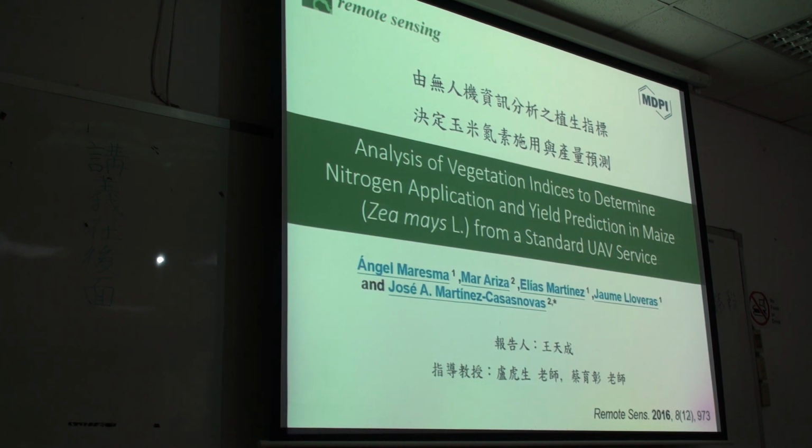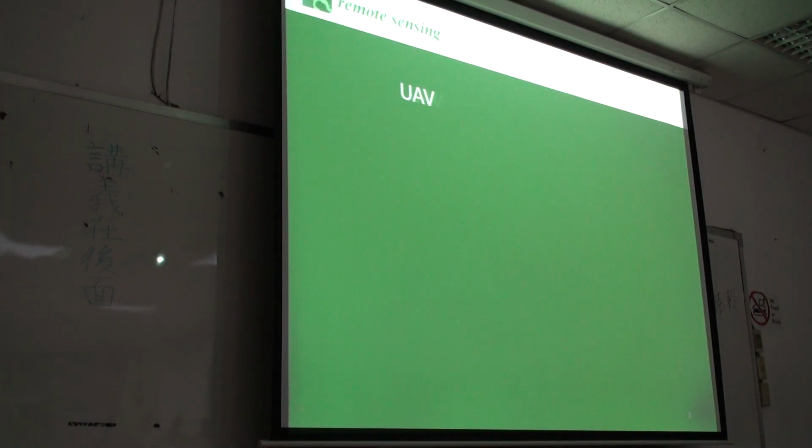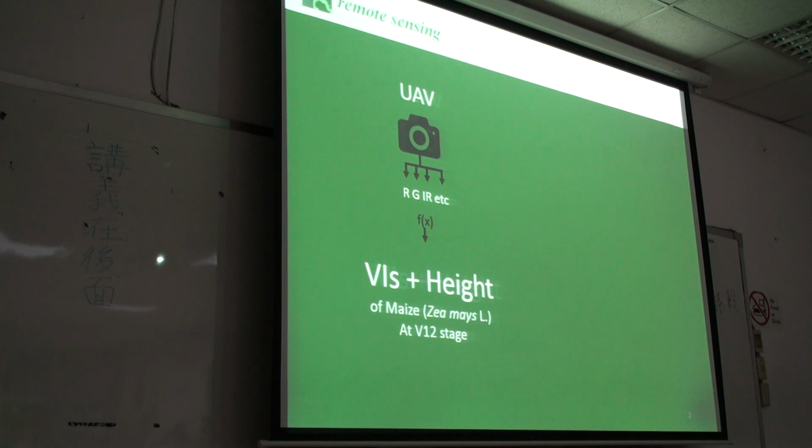The topic I'm going to share with you today is the analysis of vegetation indices to determine nitrogen application and yield prediction in maize from the standard UAV service. For a short introduction, there are unmanned aerial vehicles carrying a special camera called a multispectral camera that can record the reflectance of different wavebands as images individually. That is red, green, and infrared. And after some simple algebraic calculation, we can get the vegetation indices and the height of the maize at the V12 stage. The author wants to use this information to first determine the optimal nitrogen application and yield prediction.